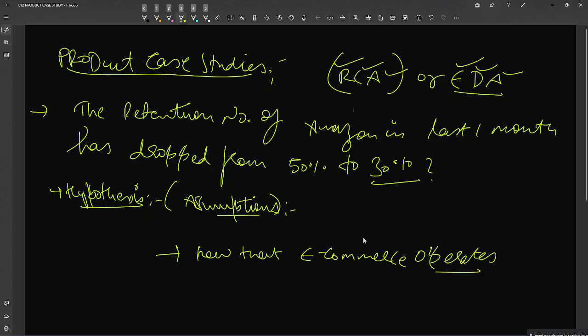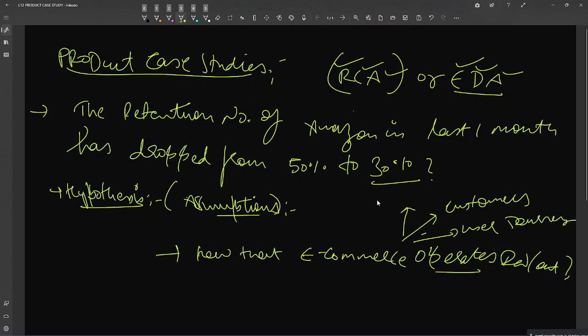When I say how an e-commerce business operates inside and out, it means: what are their customers, what is their user journey, and how their business runs. So these are the three things you should know within e-commerce, in any product category.